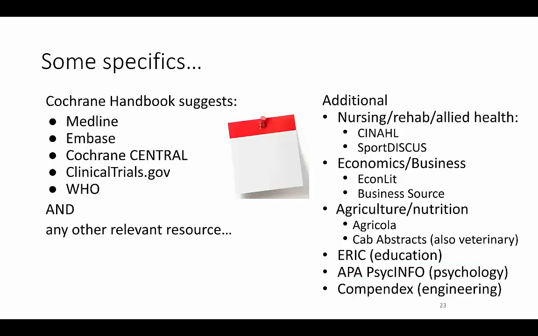So a few specifics: the Cochrane Handbook suggests Medline, Embase, Central, clinicaltrials.gov, and the WHO clinical trials database, and then it says, any other relevant resource. One thing I like to have when I meet with clients is a little list, thinking about whether this is getting into one of these other topics. For example, we have our InMed program, which combines engineering and medical school together, so I've been searching Compendex much more than ever before. Or maybe it's a psychology question.